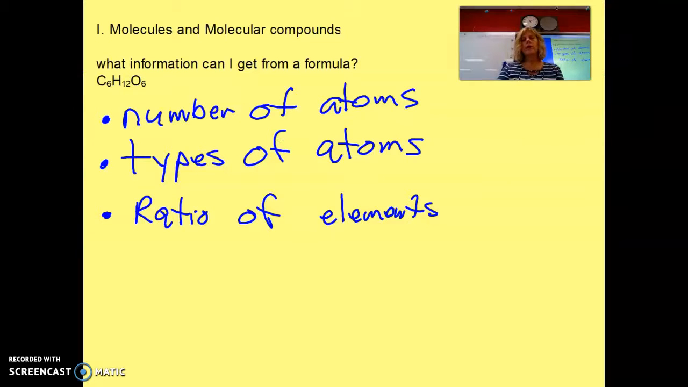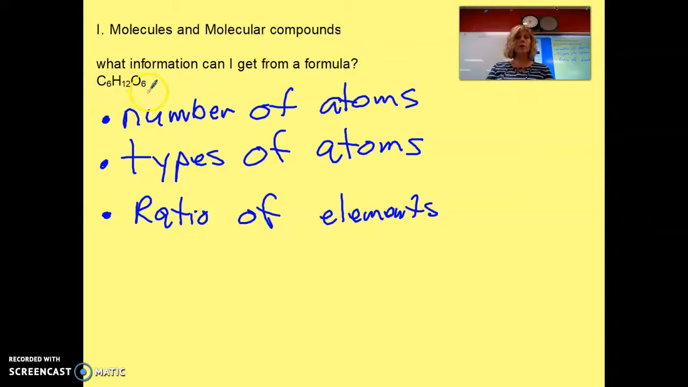So, information that we get from molecular formulas then. When we say molecular, we're also talking about covalent. It's the same thing. Molecular compounds and covalent compounds are the same thing. Sometimes we refer to ionic compounds as molecules, but technically, molecule refers to something that's covalently bonded together.